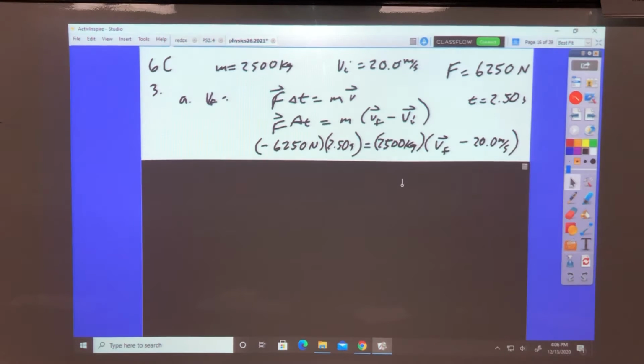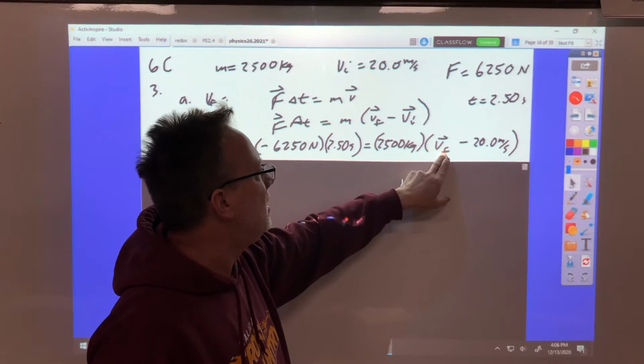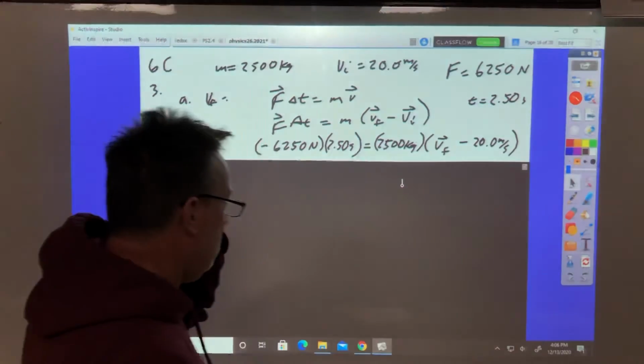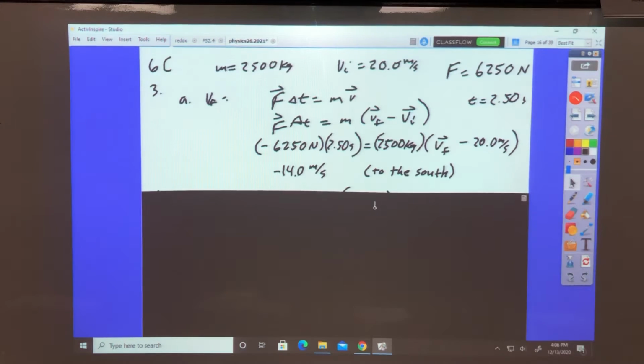Put that in the equation: force, time, velocity change, 2,500 kilograms. We're looking for the ending velocity, so it's final minus initial. We have the initial. If you do that algebra and solve for velocity final, it comes out to negative 14.0 meters per second, which is to the south.